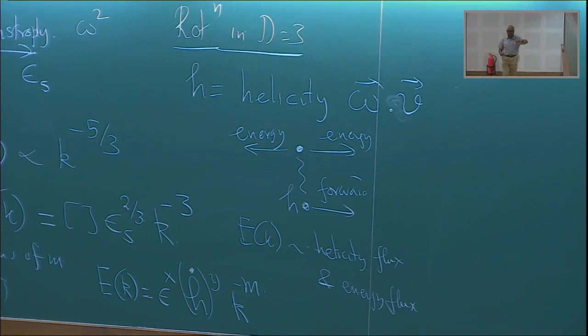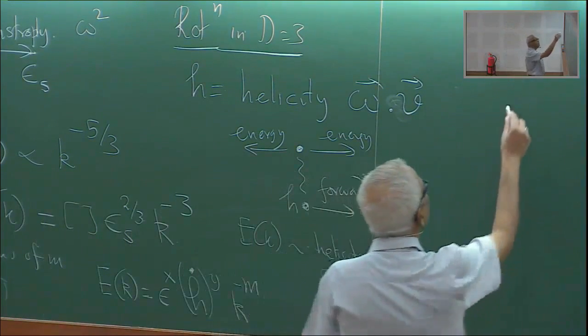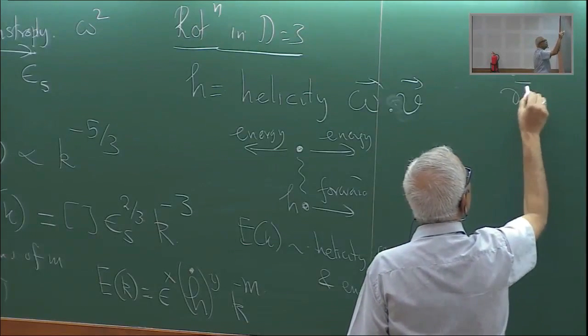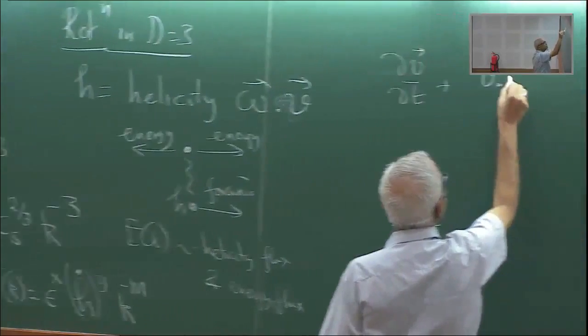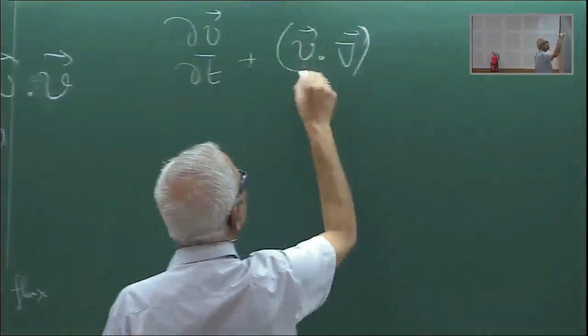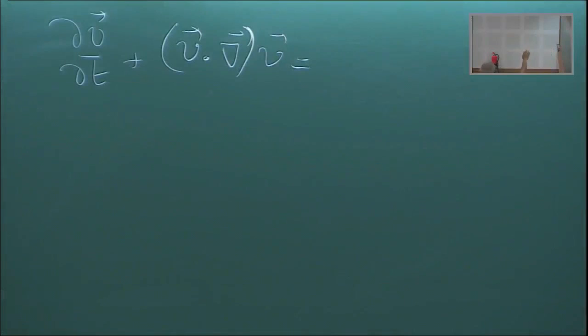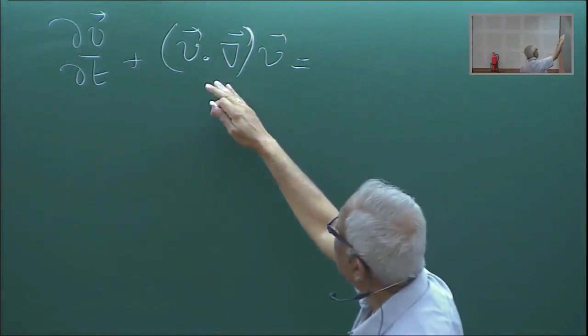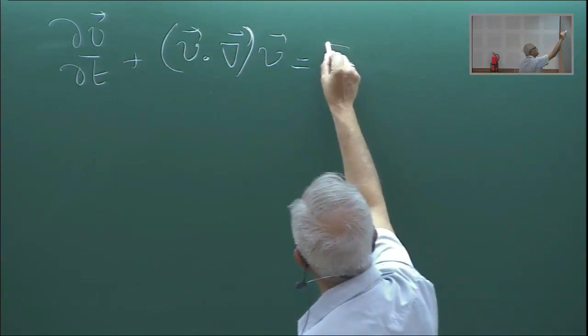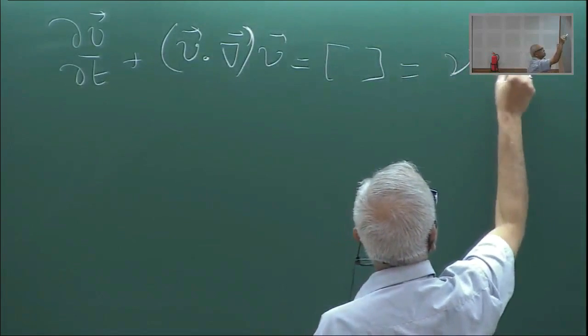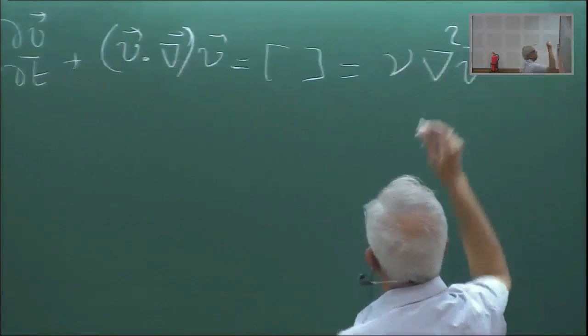And to set the stage for that, let me go back and start with the Navier-Stokes equation once again. I'll drop the pressure term because I'll do a scaling analysis. The pressure term would scale in the same way as this term. So I'm dropping the pressure term, but just like Banquo's ghost, keep a bracket over there. And then nu del square V.